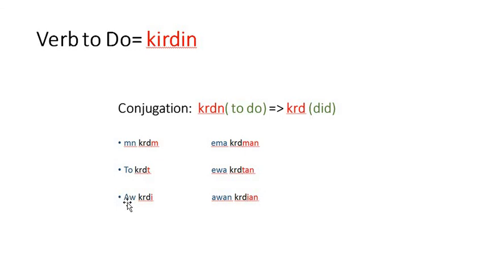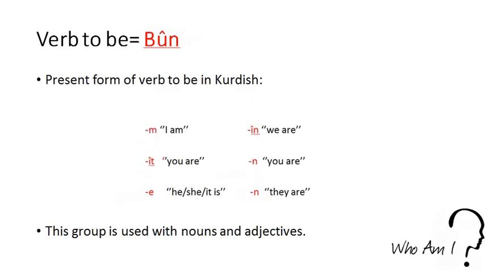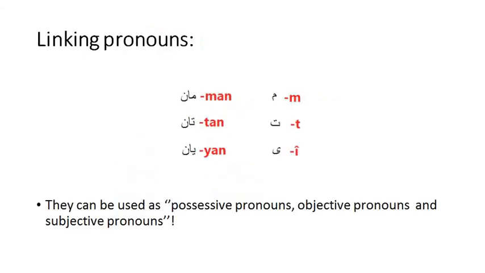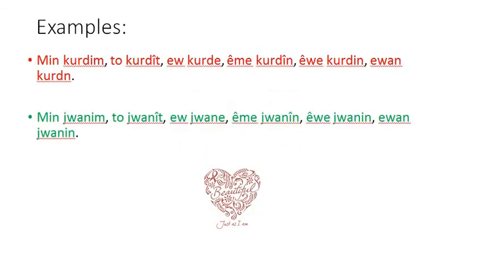You also can omit this blue part, which is subject pronouns. You just say kirdim, kirdit, kirdi, kirdman, kirdtan, kirdian. You don't have to put these subjects because you have an ending. This ending, if you see, is different from verb to be. That's because they are not verb to be. They are called linking pronouns. You put linking pronouns on verbs, but you put verb to be on nouns and adjectives.